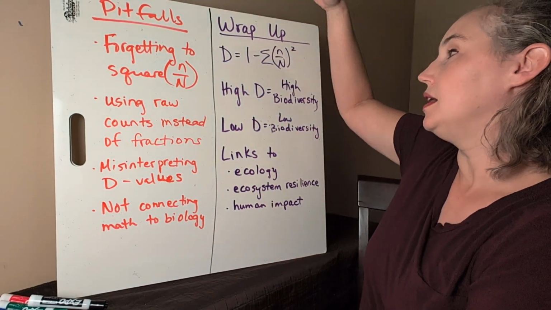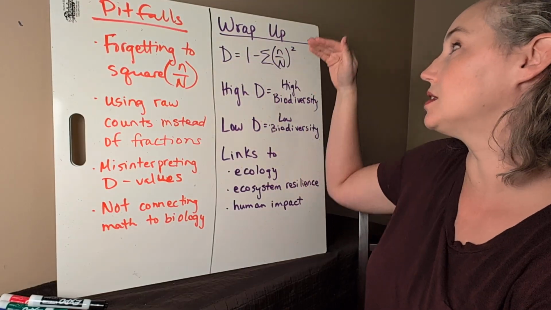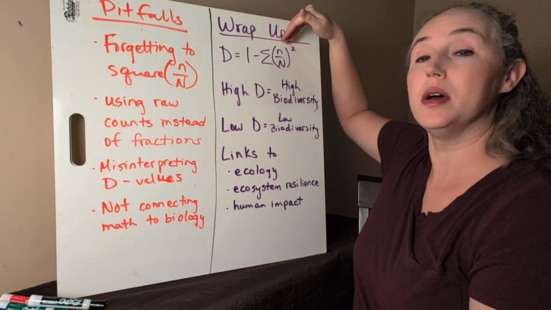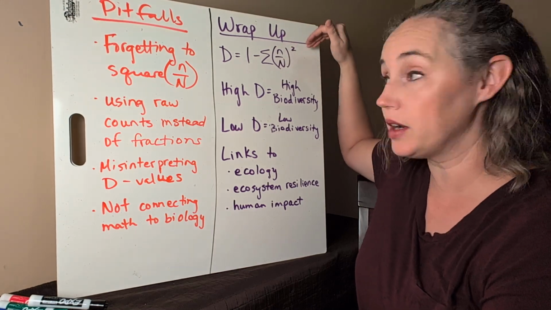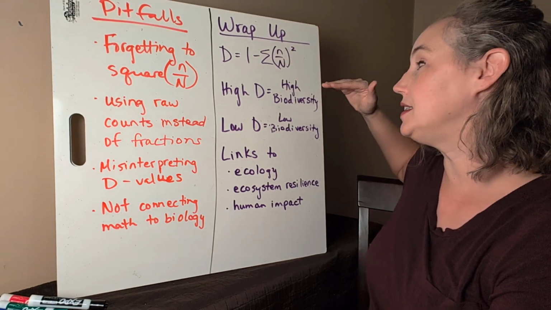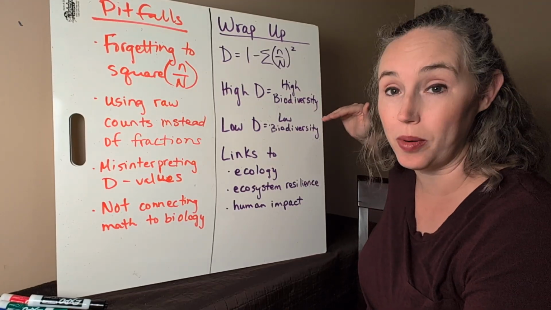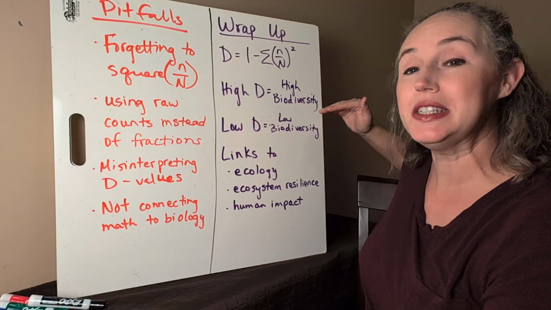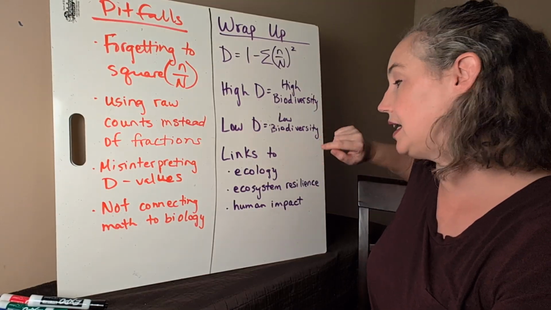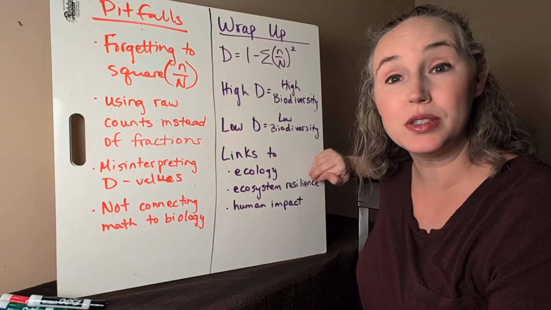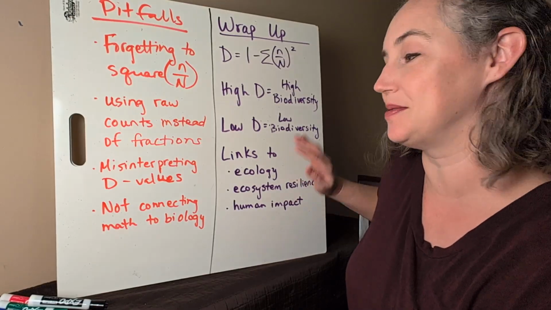So to wrap up, this is our formula. Diversity equals 1 minus the sum of the number of individuals in a species over the number of all the species, squared. A high D value means high biodiversity, and a low D value means a low biodiversity. This concept, this practice, links specifically to ecology, ecosystem resilience, and human impact on ecosystems.